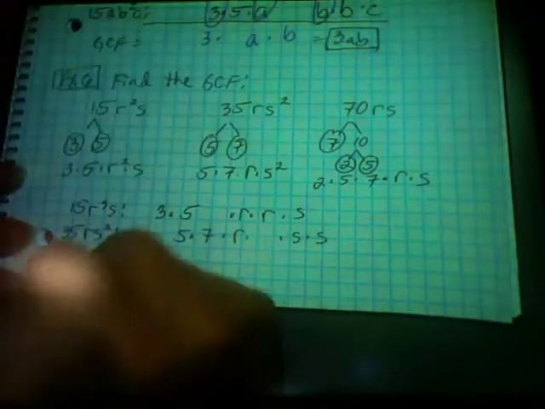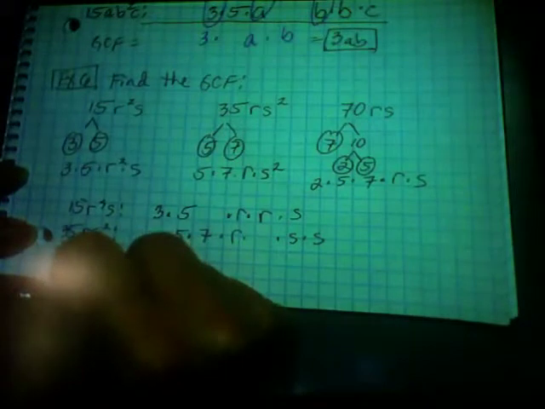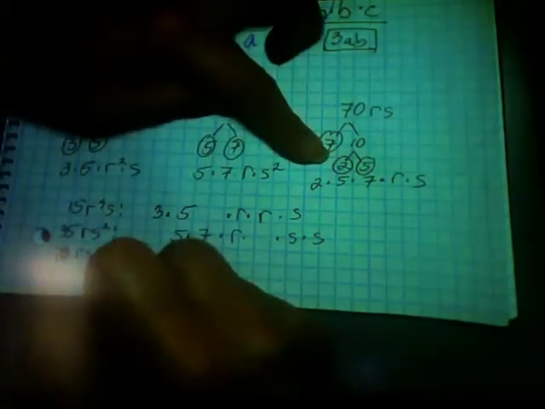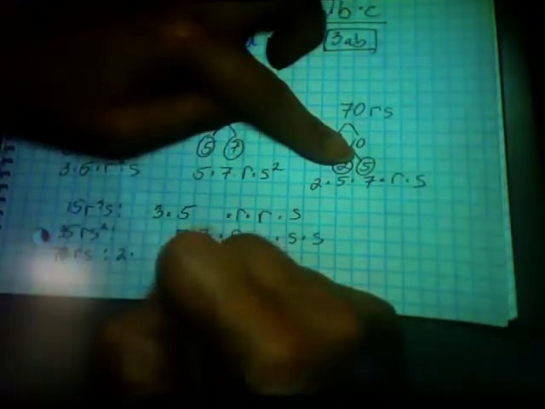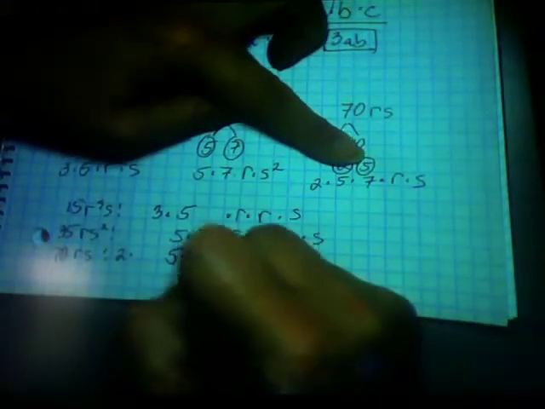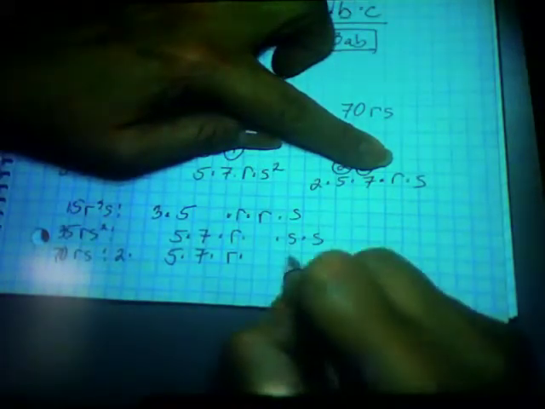And then the 70 has a 2, so I'm going to put the 2 at the front. You put it back, it's fine. Line up the 5, line up the 7, line up an r, and line up an s.